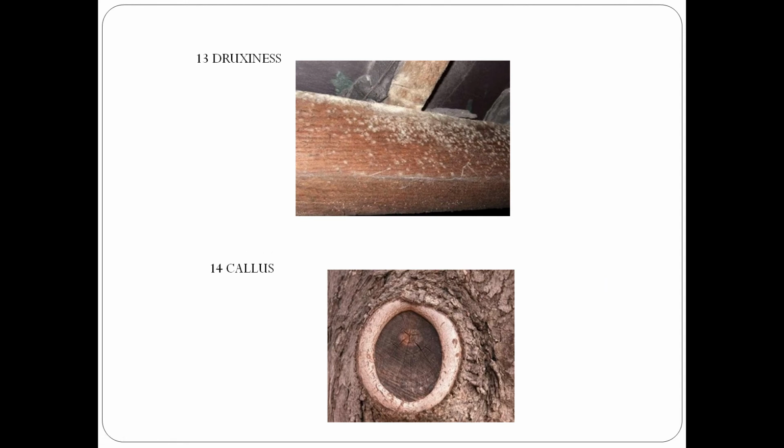Now, droxiness. Droxiness is a defect of timber in which the top surface of the timber shows white spots. The white spots are called droxiness. Now, the last one is callus. The wood of the tree is covered by a soft skin which is called callus.